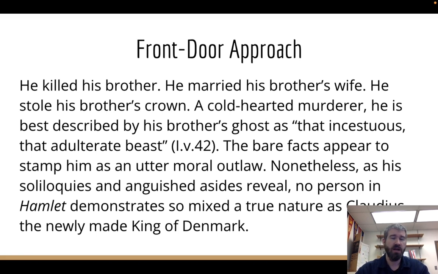That's interesting. It's definitely packed with more information. It definitely has a clear goal, which is to focus not on Hamlet, but on Claudius, a different character in the play. And the argument here is that he has a mixed true nature, different from anybody else in the play, which is arguable.